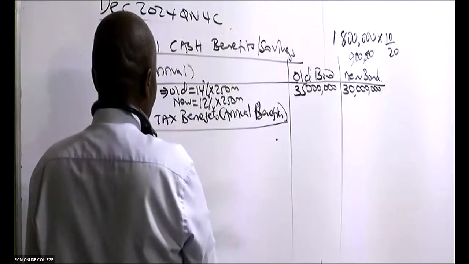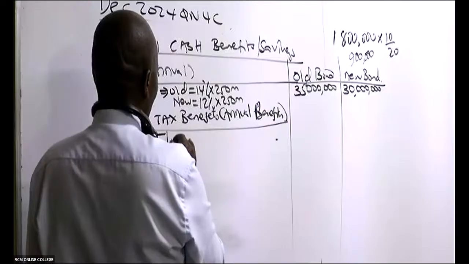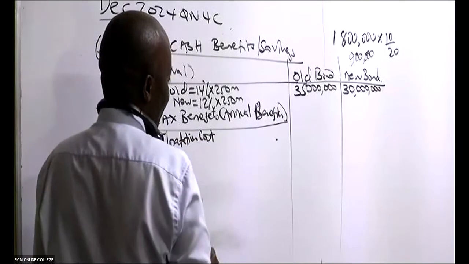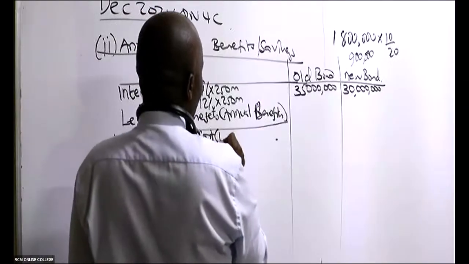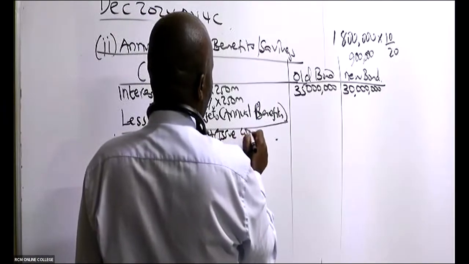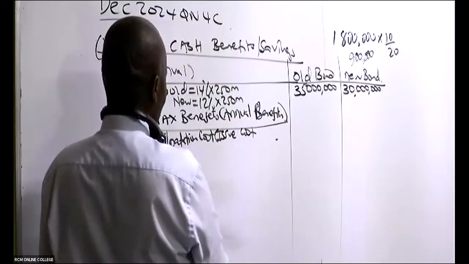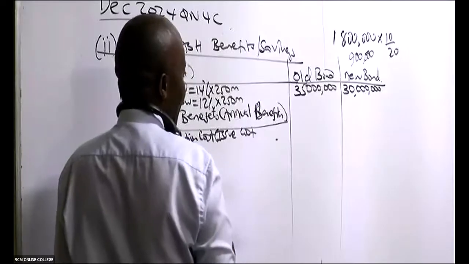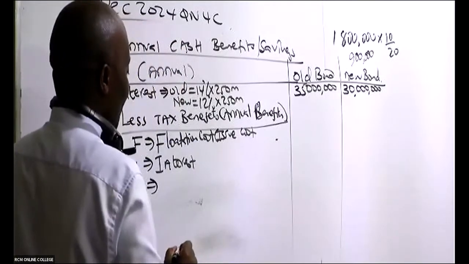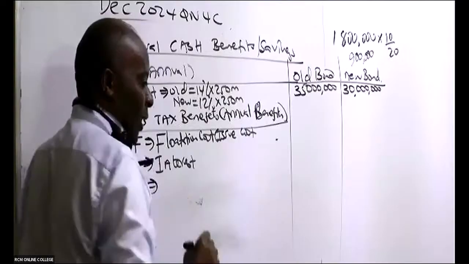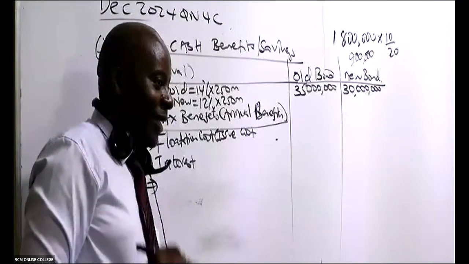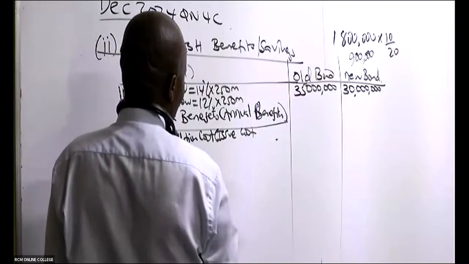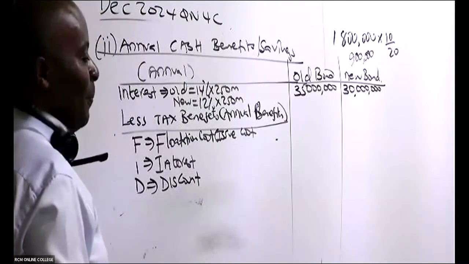Let me just repeat this. F is for flotation cost, which is the same as what here? Issue costs. Don't forget that. Then we have I for what here? Interest, yes. I for interest. And then we have D for what? Discount. D is for discount.